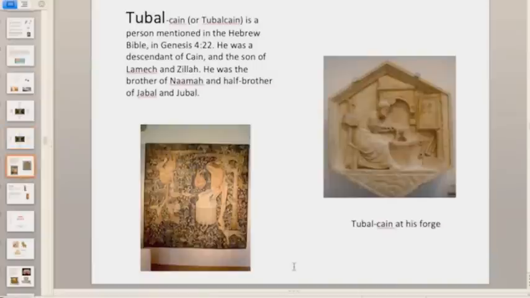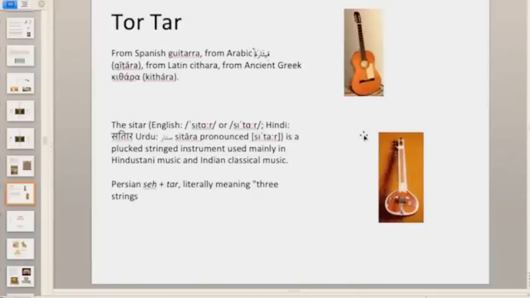Tubal Cain. Oh, Genesis 4:22. He was a descendant of Cain and the son of Lamech and Zillah, and he had a forge. There's Tubal at his forge, the potter. It's all the same thing. Guitar, it's Tor, it makes sound. Zitar, guitar.